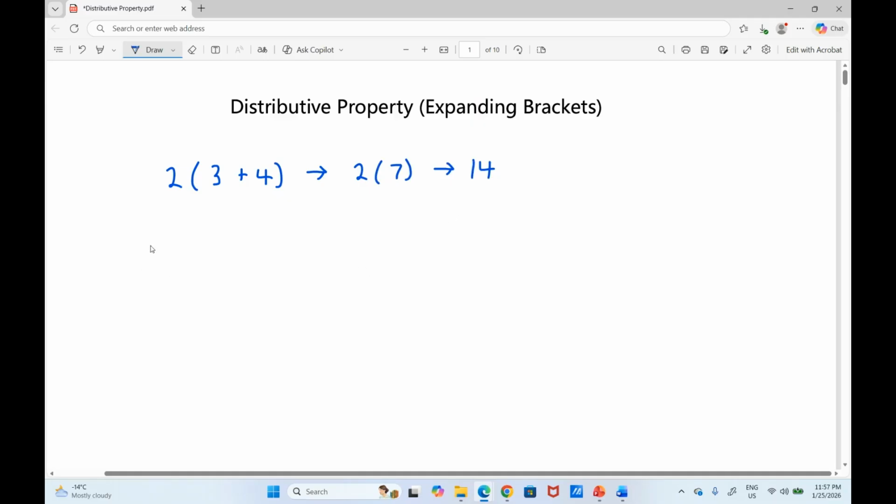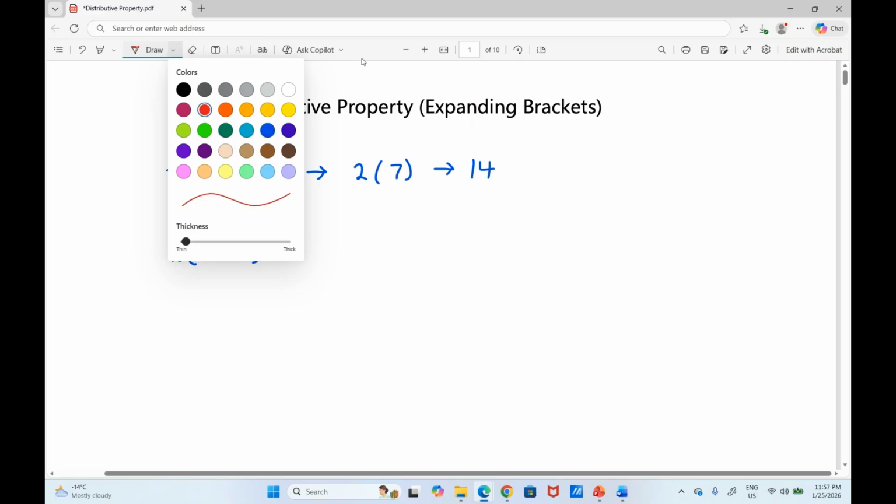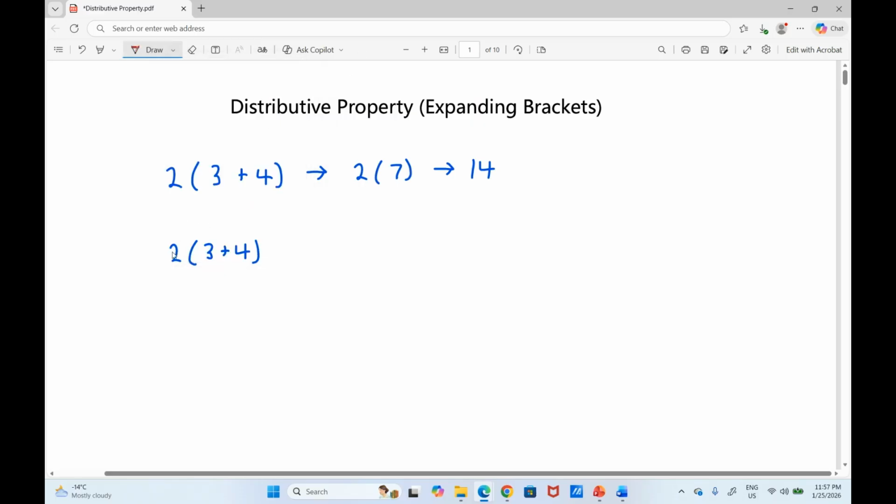Now, I'm going to show you guys something called the distributive property. It states that if I had the same question here, I can multiply this 2, instead of multiplying it by just the 7, which I solved for earlier by computing 3 plus 4, I can actually multiply the 2 into each term. Notice I have 2 terms inside my brackets because terms are separated by a plus or minus sign. So I'm going to multiply 2 by 3, and I'm also going to multiply 2 by 4. And upon doing so, I'm going to get 2 times 3 now, plus 2 times 4.